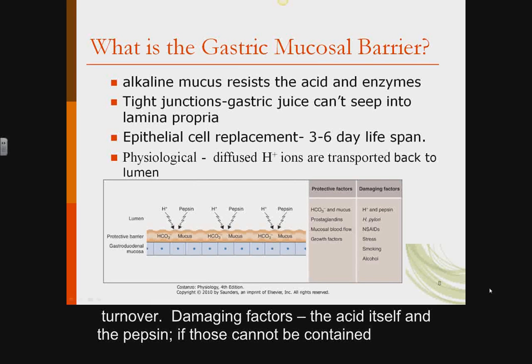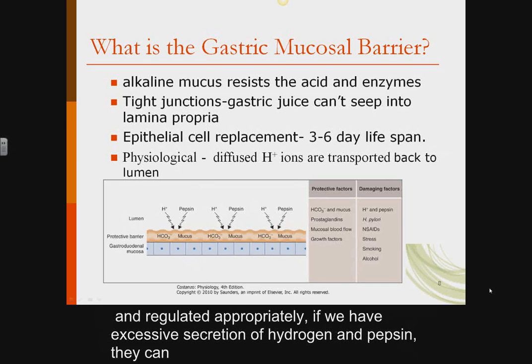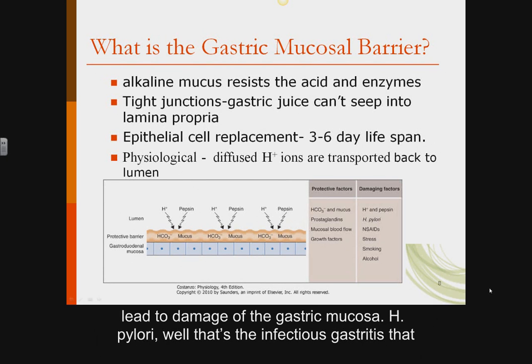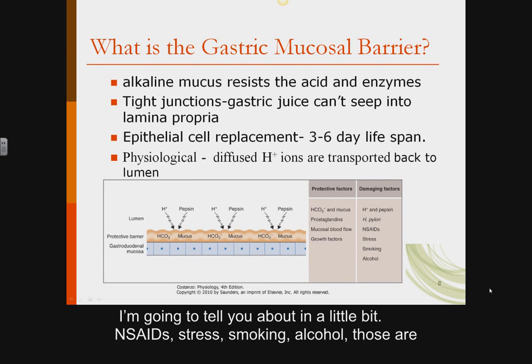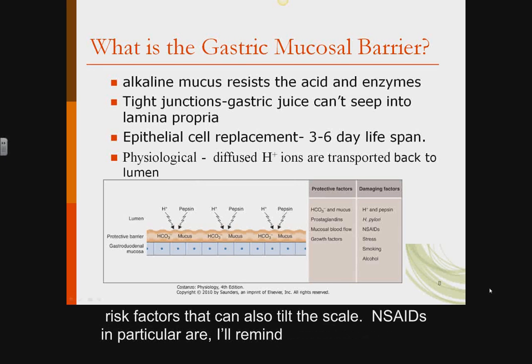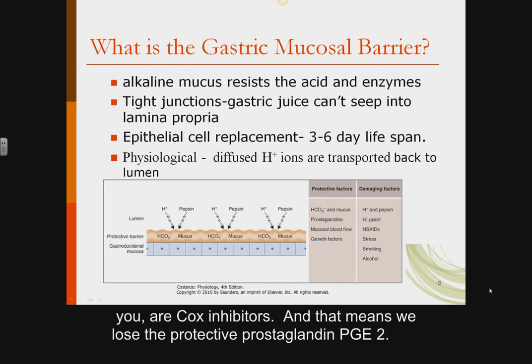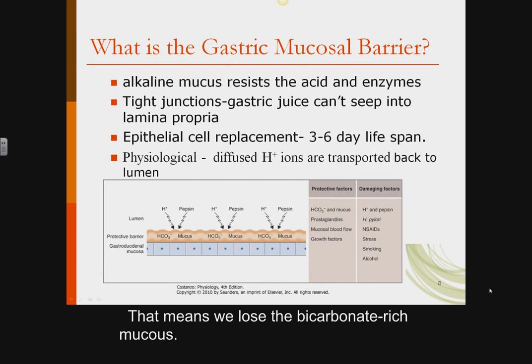Damaging factors are the acid itself and the pepsin. If those cannot be contained and regulated appropriately, if we have excessive secretion of hydrogen and pepsin, they can both lead to damage of the gastric mucosa. H. pylori, well, that's the infectious gastritis that I'm going to tell you about in a little bit. NSAIDs, stress, smoking, alcohol, those are risk factors that can also tilt the scale. NSAIDs in particular are COX inhibitors, and that means we would lose the protective prostaglandin PGE2. That means we would lose the bicarbonate-rich mucus.